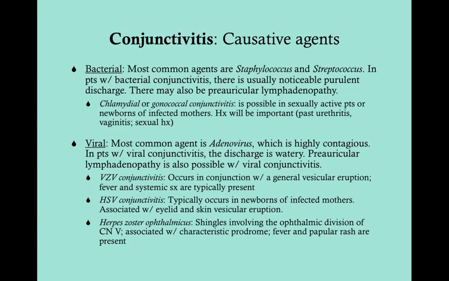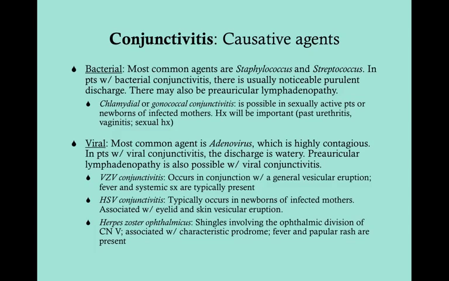Herpes simplex conjunctivitis occurs typically in newborns of infected mothers, but also can occur in adults, and this is associated with eyelid vesicular eruptions. So you can see the skin eruptions elsewhere, but usually what you'll note is the vesicular eruption around the eyelids. That's going to be present because usually when there is eruption around the eyelids, then it's going to affect the conjunctiva.